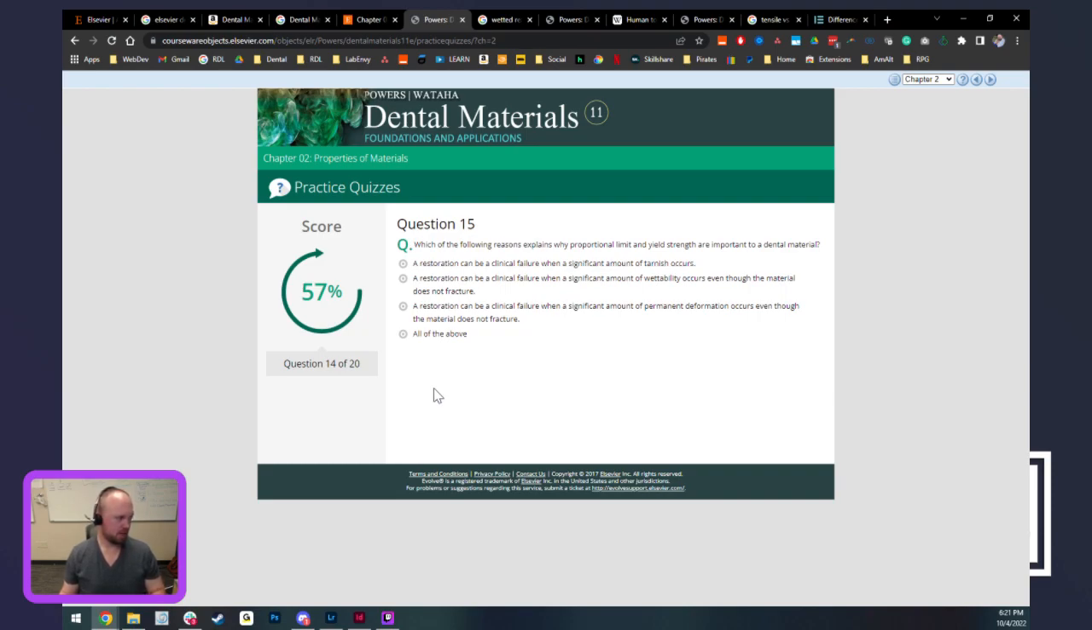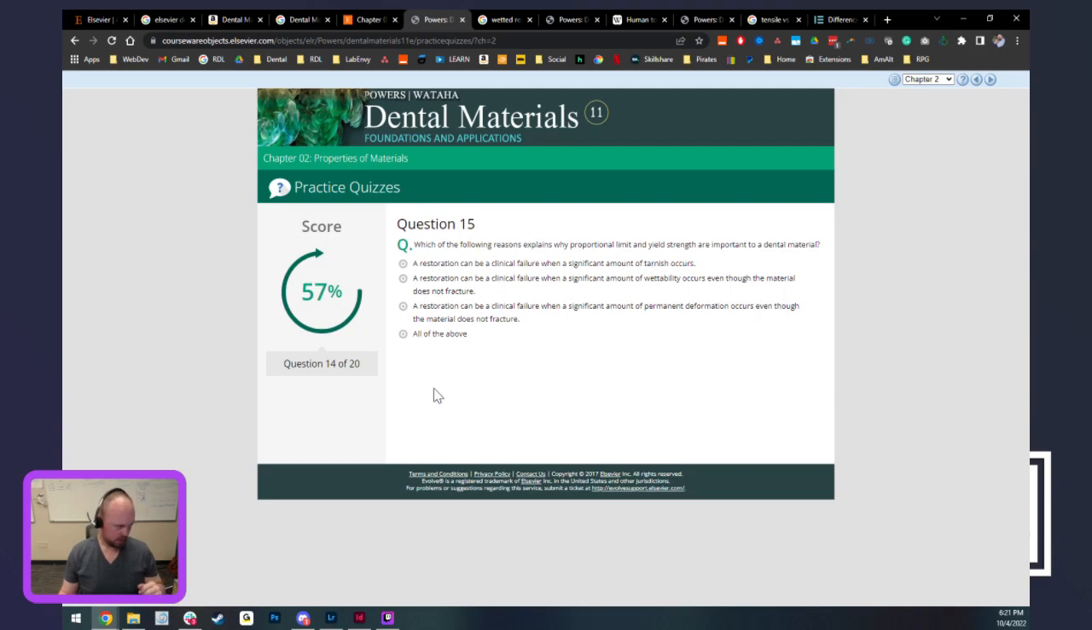Which of the following reasons explain why proportional limit and yield strength are important to dental materials? A restoration can be a clinical failure when a significant amount of tarnish occurs. That doesn't have anything to do with proportional limit and yield strength. A restoration can be a clinical failure when a significant amount of wettability occurs even though the material does not fracture. No.